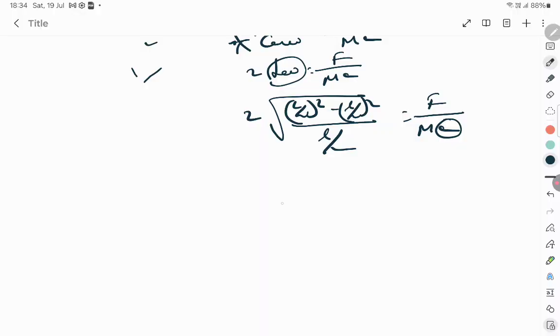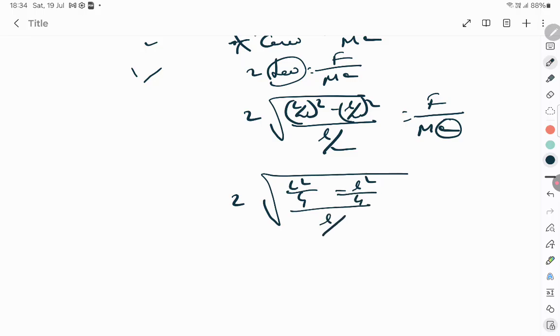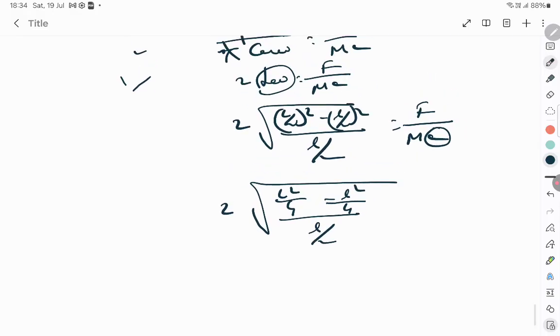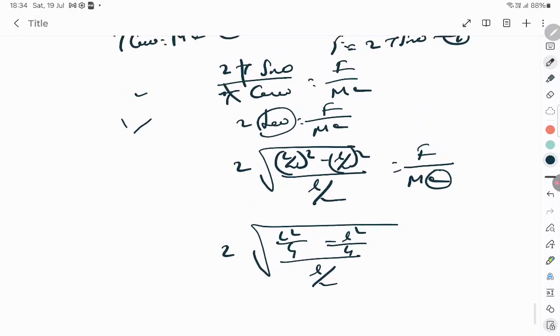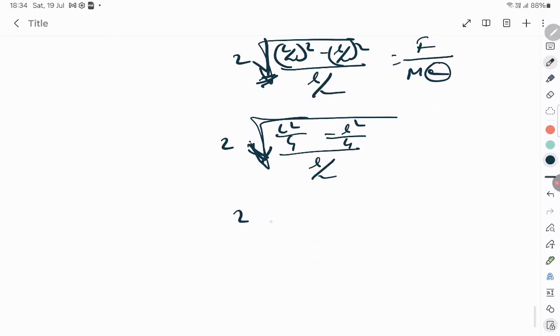So it's 2 into root of L square by 4 minus l square by 4, divided by L by 2. No, the root is only for the opposite by adjacent. So the root is only for this, not for the denominator. So root of capital L square minus small l square by 2 will come, and an L by 2 is there.